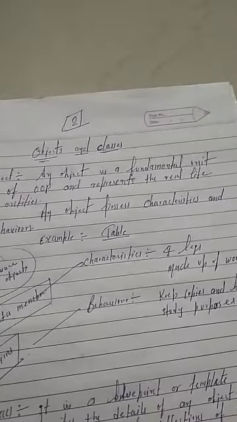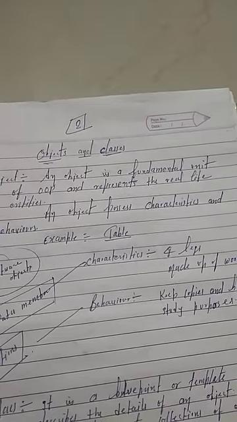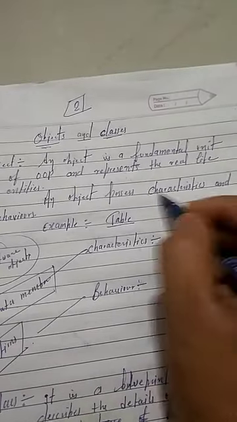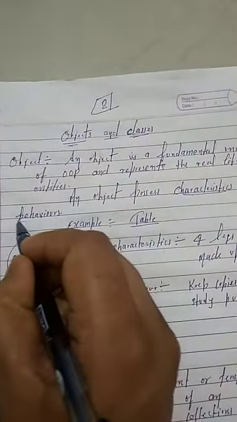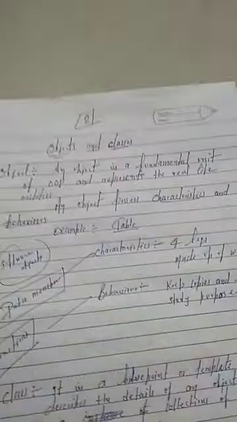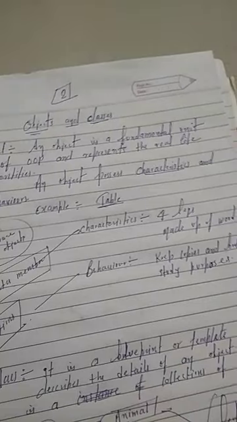Okay, now each object possesses characteristics and behavior. So what are the characteristics and behavior? Take an example. I have taken here the example of a table. A table is an object, a real world object. Everybody knows that. In a school, at home, or everywhere you see the table and you are familiar with it.